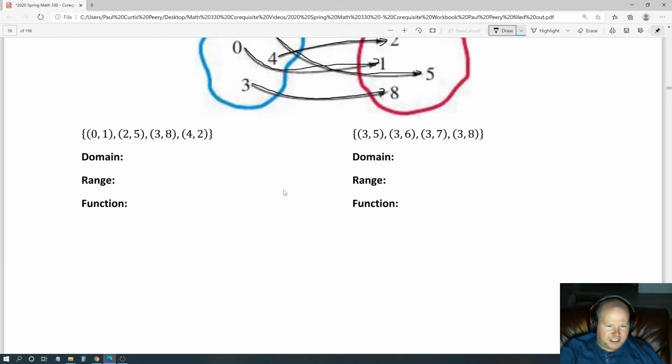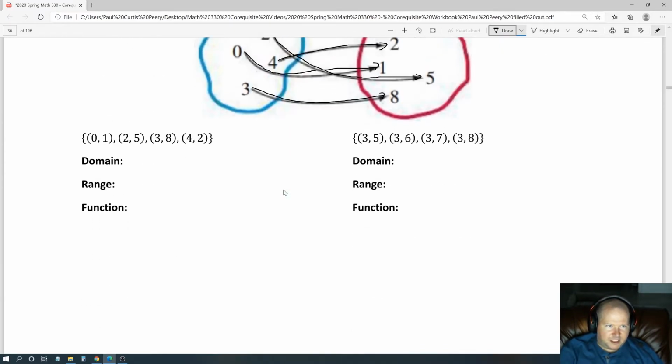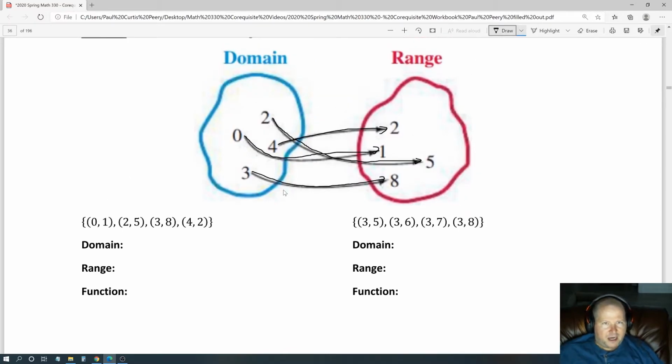Now, we could set up a different set that would give us different information. As a function, we could look at the domain here. The domain are all the possible x values, right? So the domain would include a 0, a 2, a 3, and a 4. The range are going to include all the y values, so we're going to include a 1, a 5, an 8, and a 2. And this is a function. Yes, this is a function.